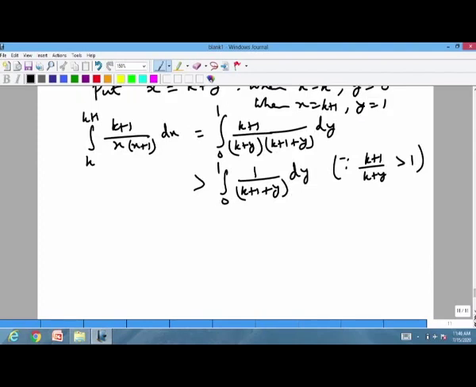And now, if you see this integrand 1 by k plus 1 plus y, this is bigger than 1 by k plus 2, and the integral is from 0 to 1 dy, that gives 1. So, this integral is bigger than 1 by k plus 2. Now, k varies from 1 to 98. So, this is always bigger than or equal to 1 by 100 if k is between 1 and 98. So, we have proved that this integral is bigger than 1 by 100.